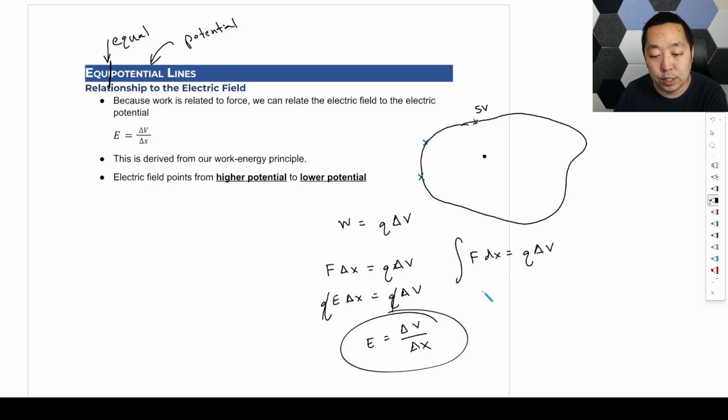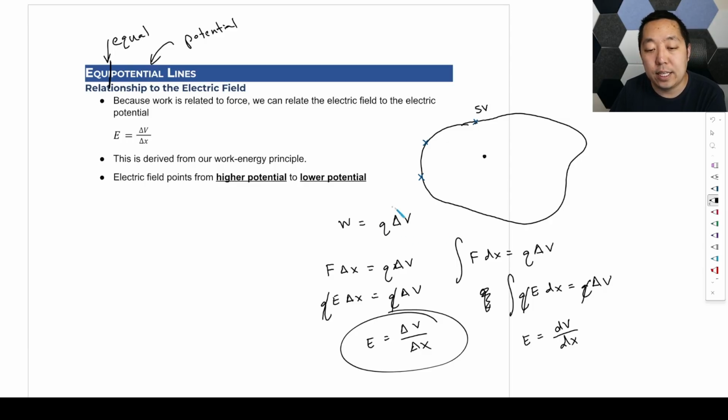In the integral form, you do the exact same thing. It's the integral of Q times the electric field dx equal to Q delta V, so those cancel and you get this form. Or you sometimes see the differential form, where the electric field is the derivative of the potential. There's technically a negative sign because this is potential energy. The work is the negative change in the potential energy, but I would not worry about that too much. It's not a huge deal. I usually just focus on the magnitude and don't think about the directional part, but technically there's a negative sign in there as well.